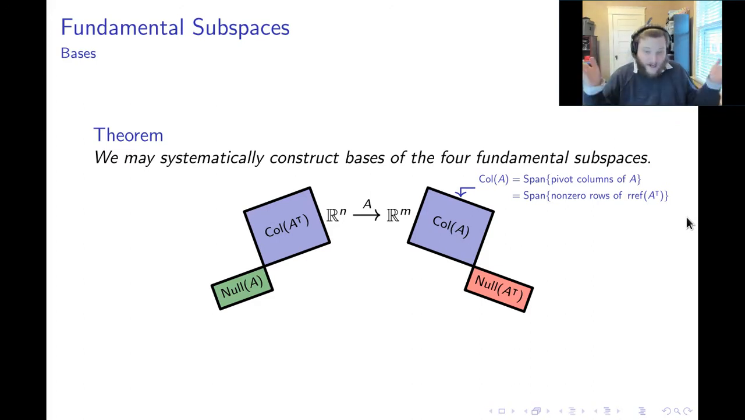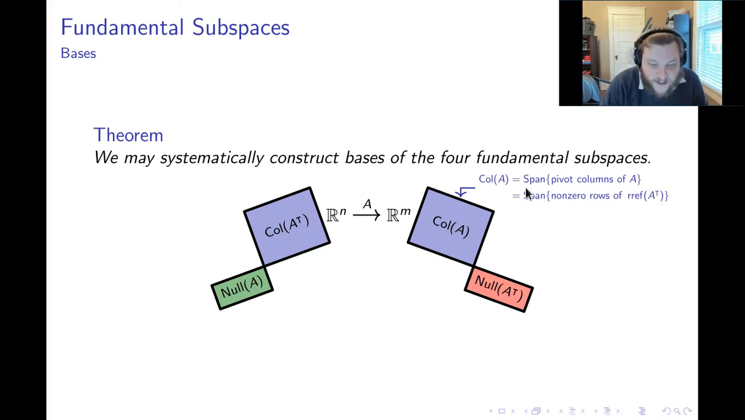And it turns out we can do this sometimes in multiple different ways. So this theorem says that we may systematically construct bases of each of the four fundamental subspaces. Let's start with the column space of a matrix. So the first part of this theorem is giving us two different ways we can construct a basis of the column space of any matrix.